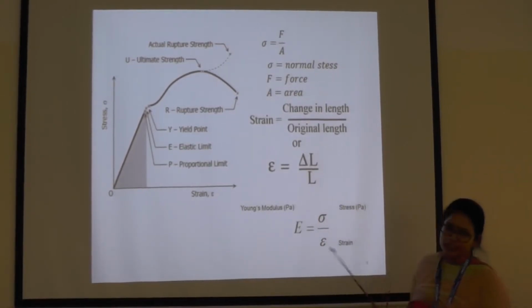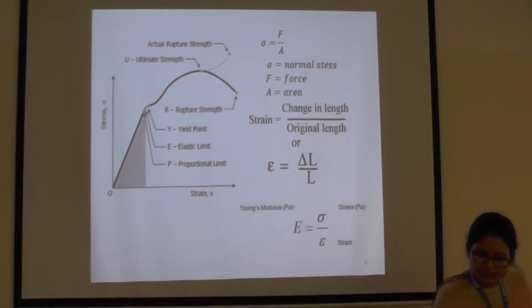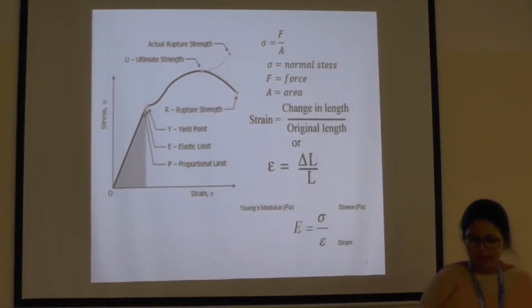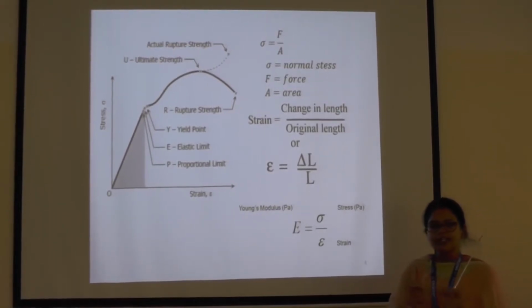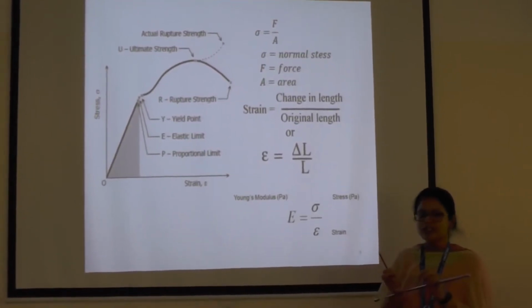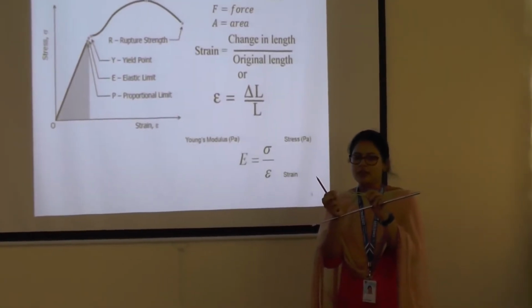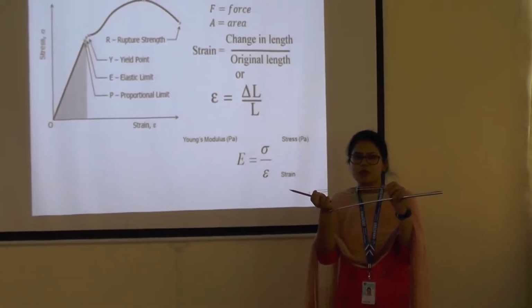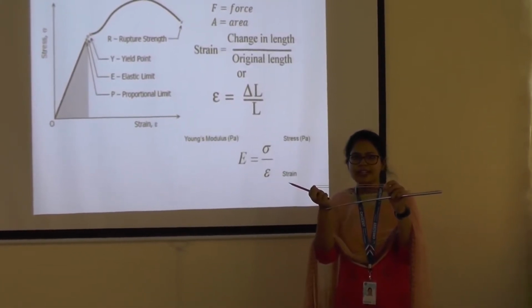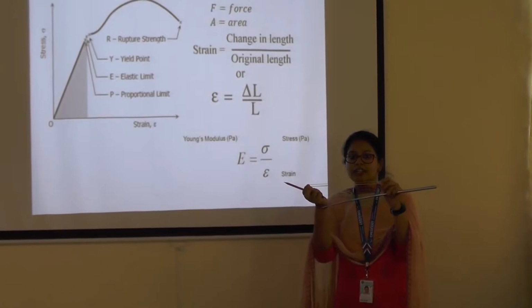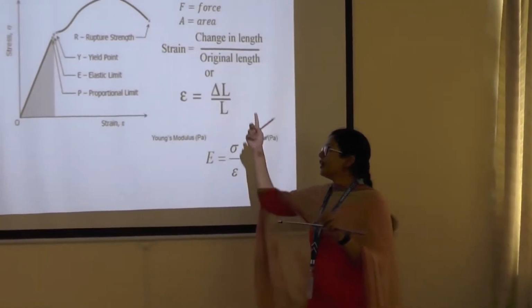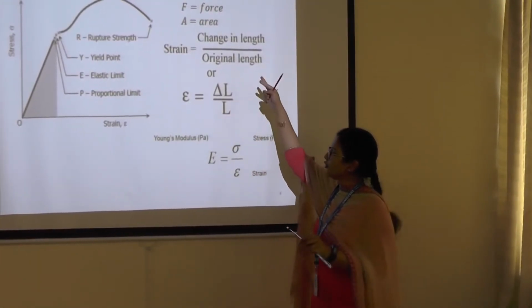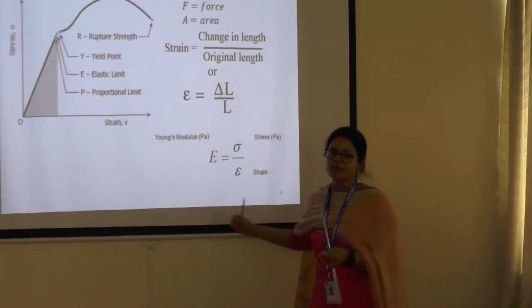Next is strain. Strain is nothing but change in length by original length. Suppose, let me take this as an example. The original length of this rubber band is this much. Whereas after applying some load, the elongation of the rubber band takes place. So the change in length relative to the original length is nothing but strain. And the relation between stress and strain is nothing but the Young's modulus.